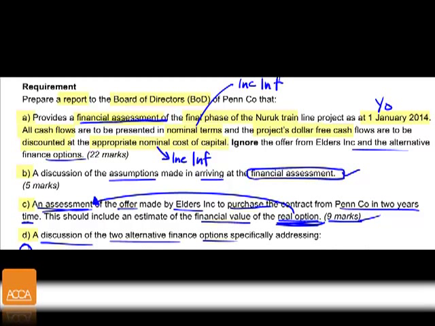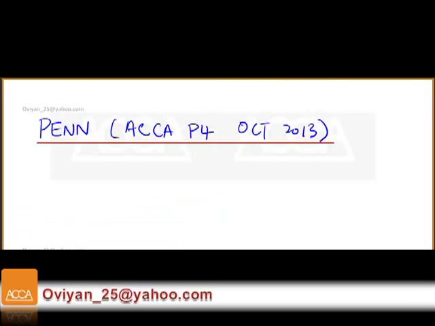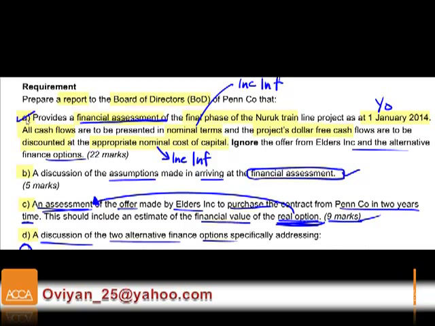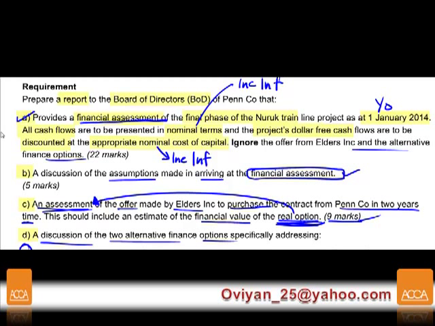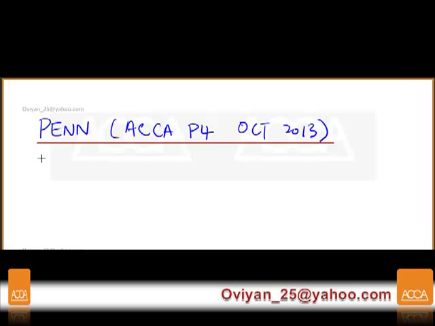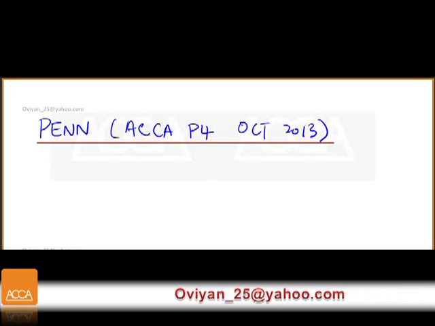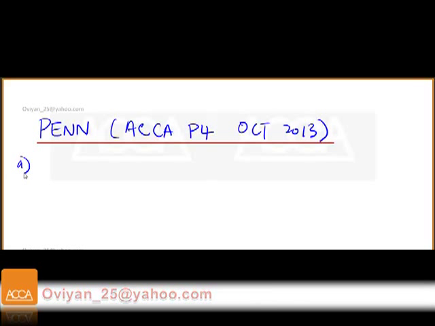Now back to the question. We're going to see how to write the report, and we're going to see how to do part A of the questions first. Okay? The first thing we're going to do is write up all our workings. Yeah, we're going to write up all our workings first.